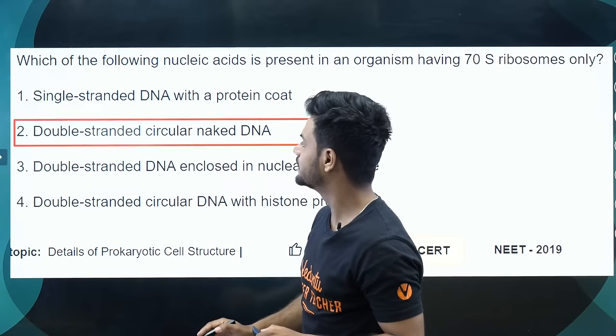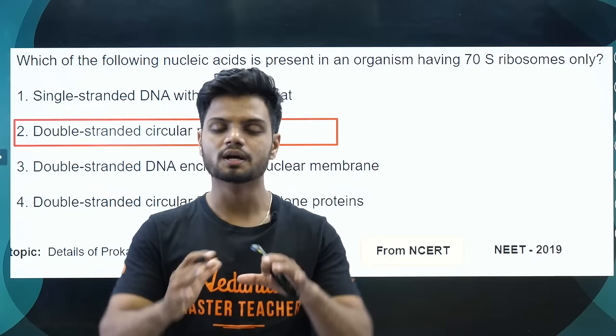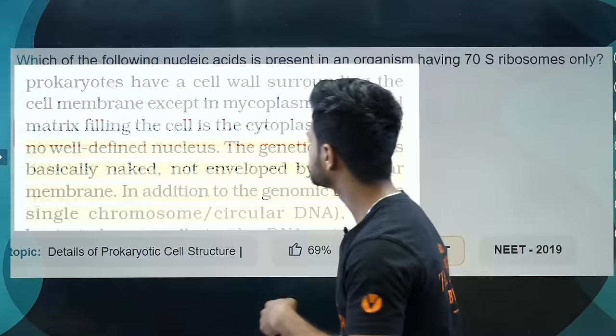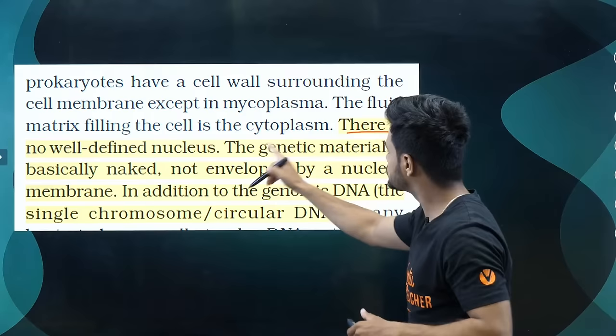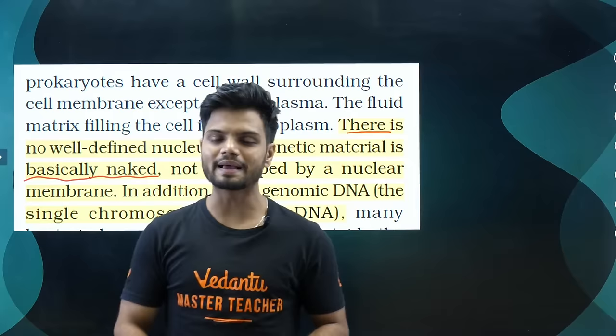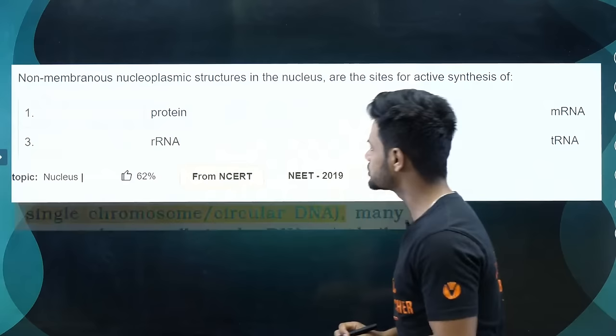Double-stranded circular naked DNA, because in prokaryotes it is naked DNA. There is no proper envelope, no nuclear envelope. Can you see here? There is no well-defined nucleus. The genetic material is basically naked. Clear? Easy question. Next question, all of you.